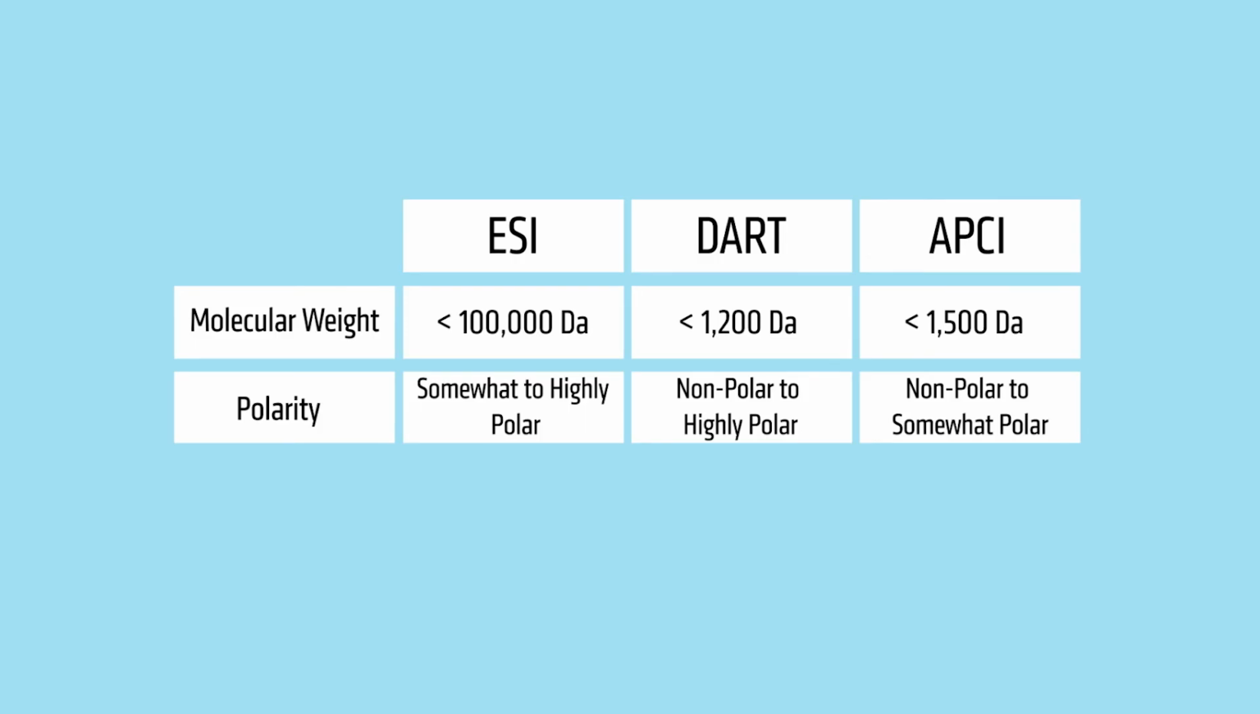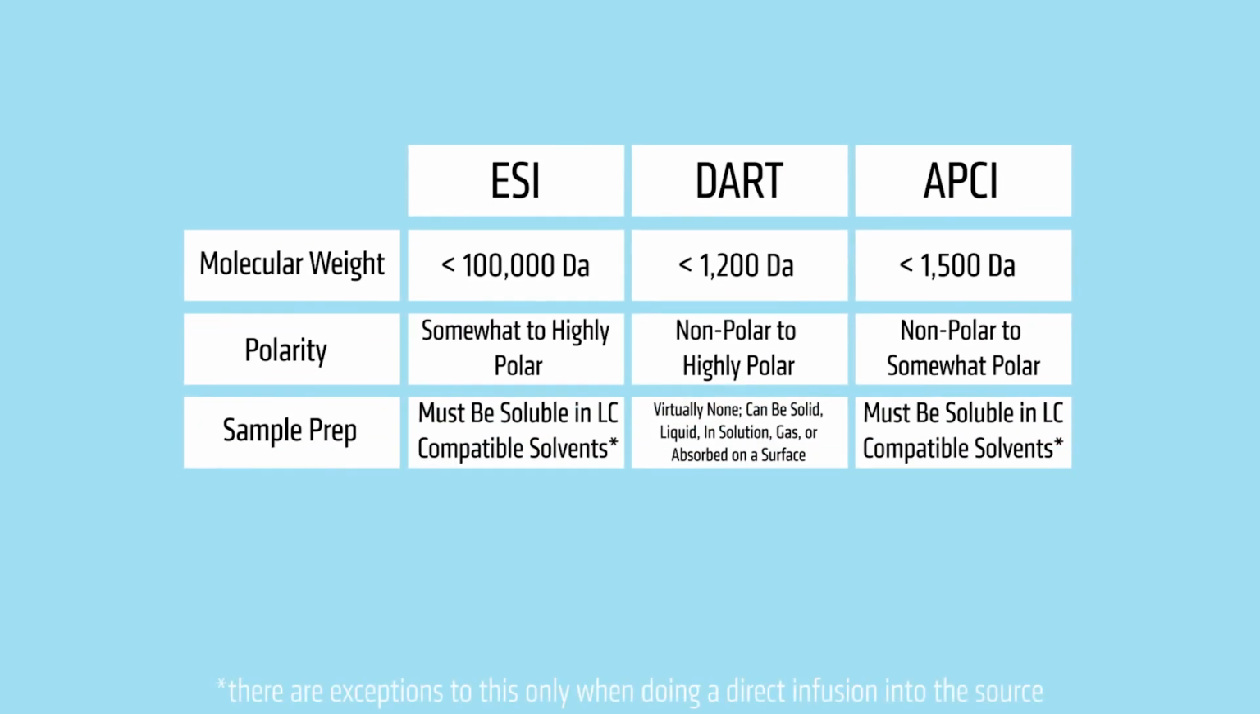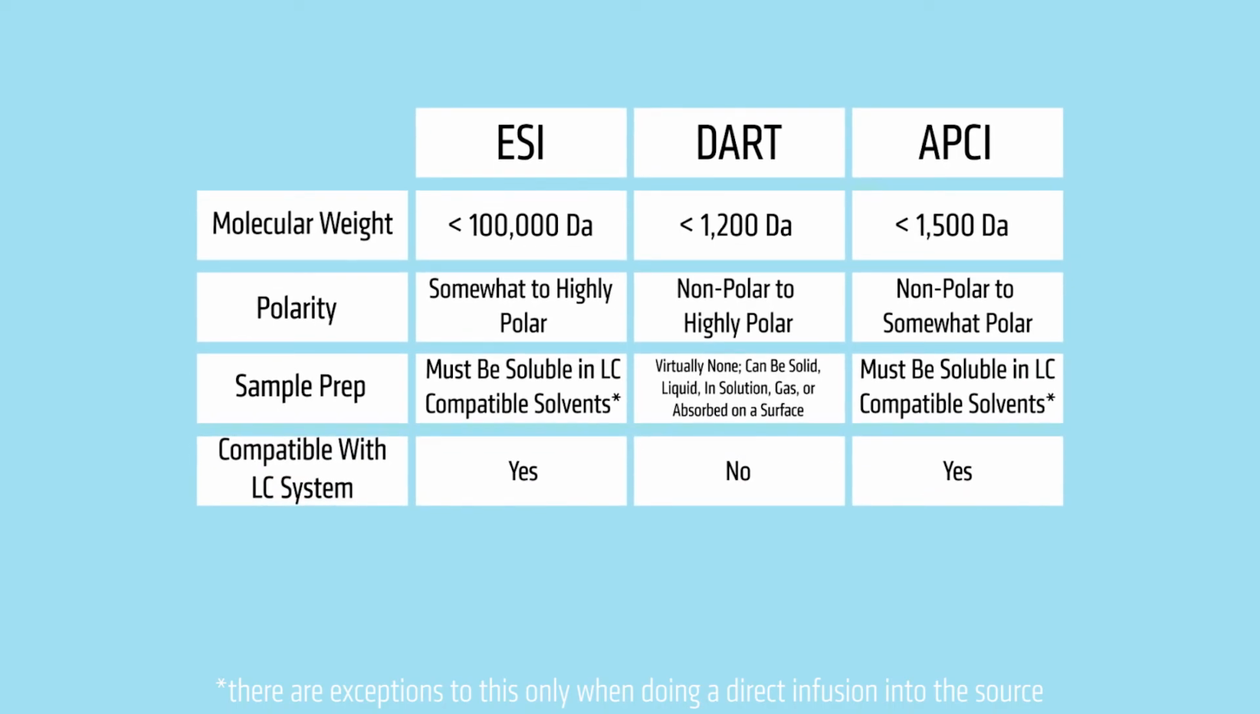To use ESI and APCI, the sample must be dissolved in LC-compatible solvent or injected via syringe infusion. DART requires little to no sample prep. Objects or materials can be held directly in the source. ESI and APCI are compatible with the LC system and can be paired with chromatography, whereas the DART requires each sample to be manually loaded.